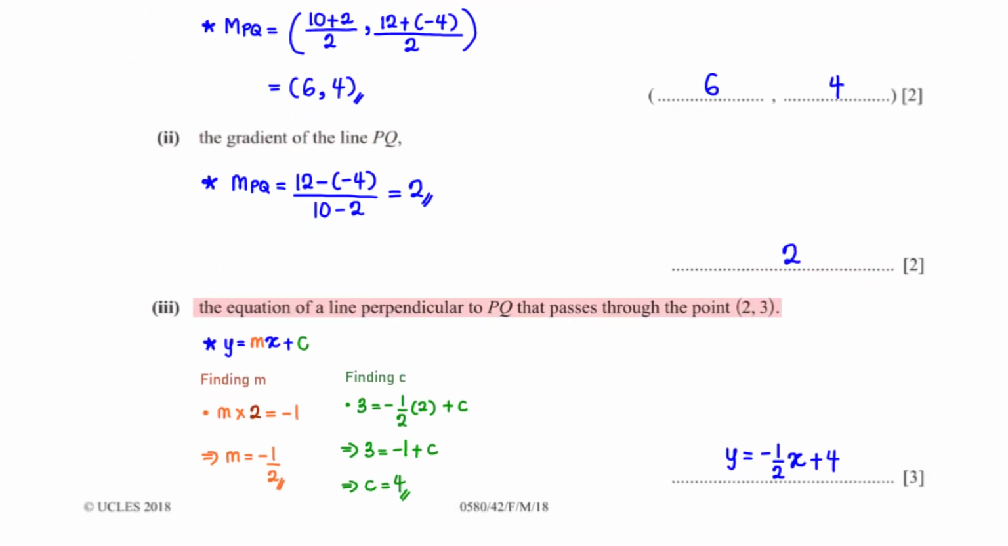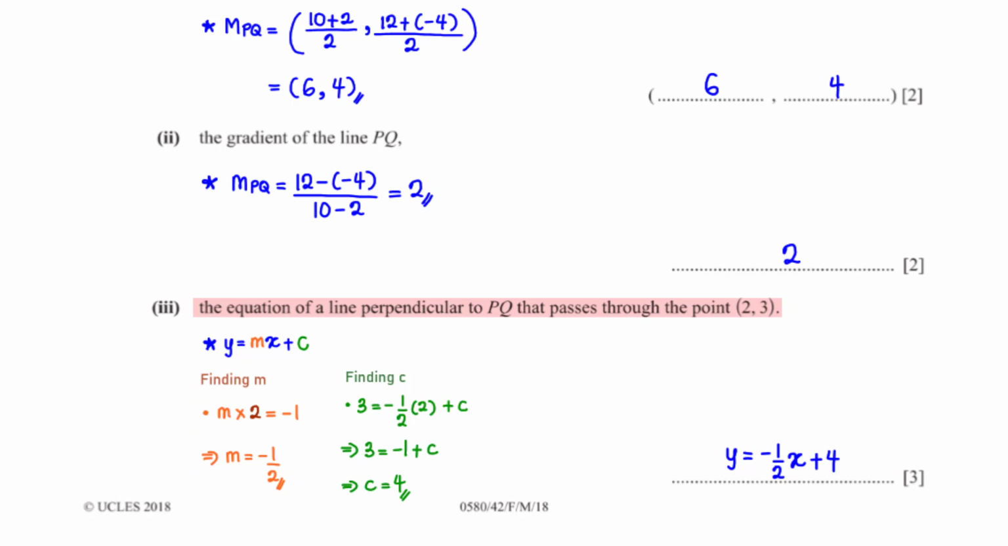Find the equation of a line perpendicular to PQ that passes through the point 2, 3. All we need to do is find the values of m and c for the perpendicular line and plug them into the equation y equals mx plus c. The product of the gradient of the perpendicular line m and the gradient of line PQ, which we found to be 2, must be equal to negative 1. When we divide both sides by 2, we get m to be negative 1 over 2.